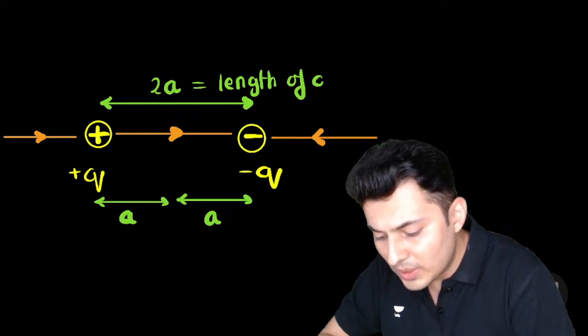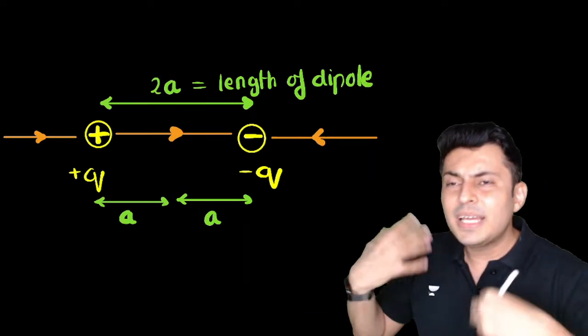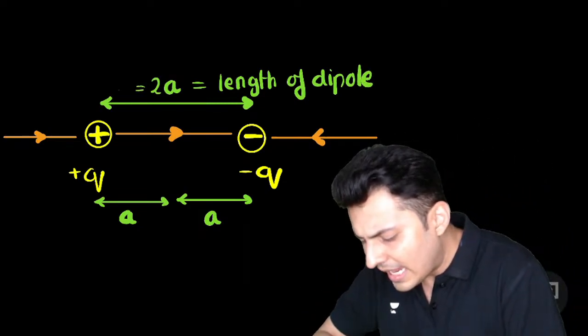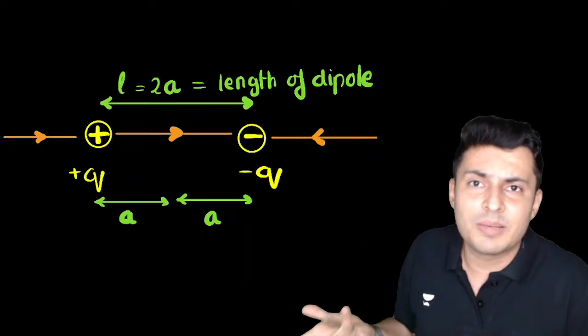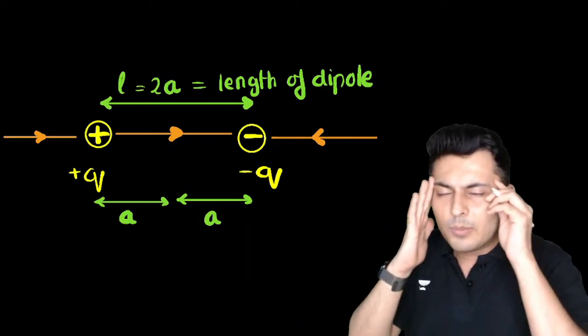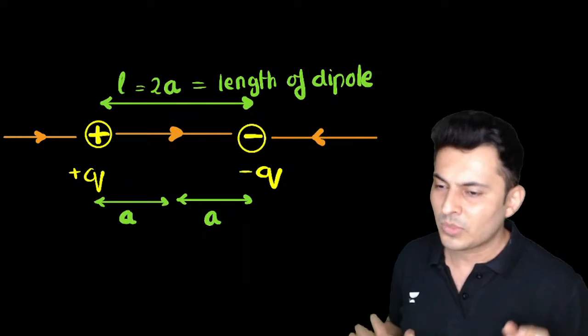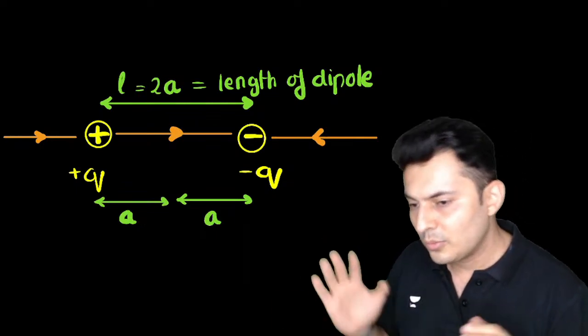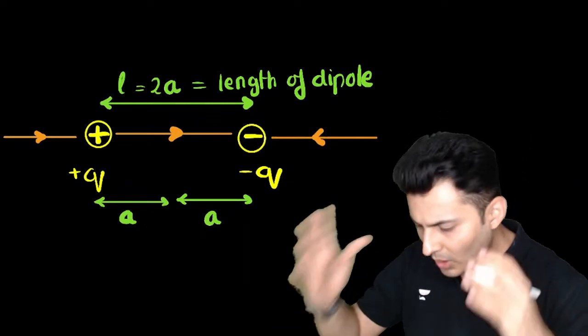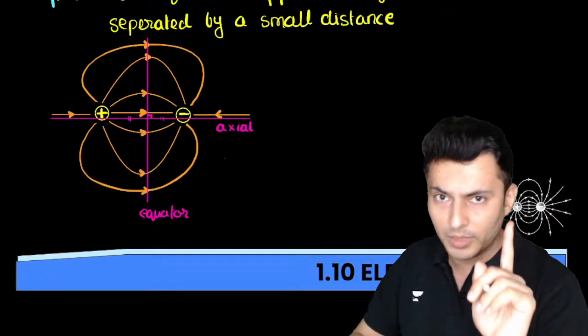What is it called, my dear students? Length of the dipole, 2A. Sometimes some books also use L or maybe some symbol like D. It's okay, don't get confused. If they tell you length of the dipole, that means it is the distance between the two charges. That's what you should know. Very good. Everybody is here now. All of you have understood the nomenclature.